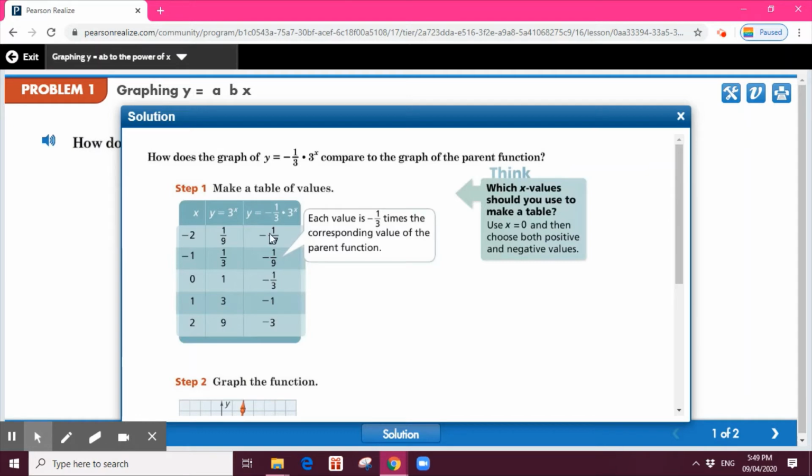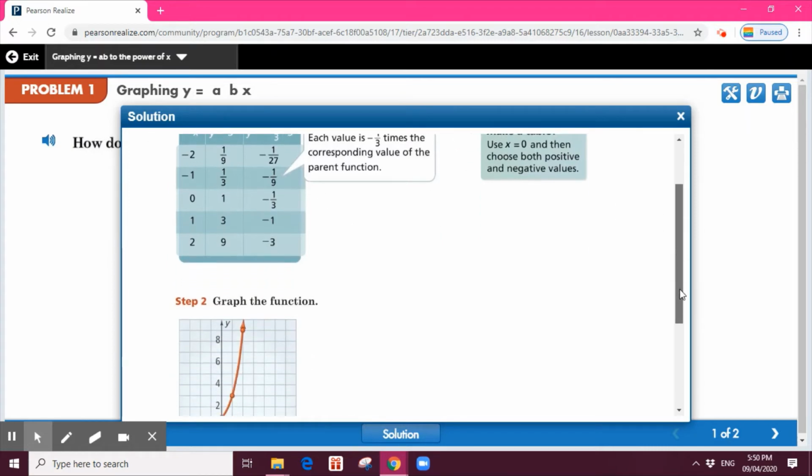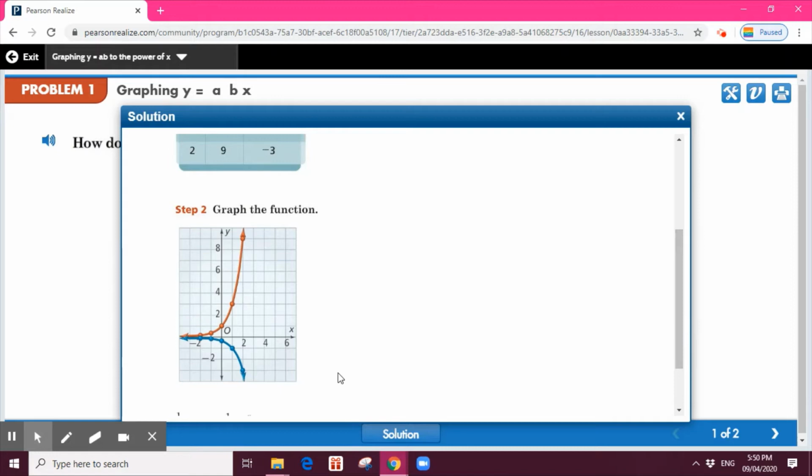For the values of y equals negative 1 over 3 times 3 to the x power, for x equals negative 2, y equals negative 1 over 27. For x equals negative 1, y will be negative 1 over 9. For x equals 0, we have y equals negative 1 over 3. For x equals 1, we have y equals negative 1. And for x equals 2, we have y equals negative 3. Each value is negative 1 over 3 times the corresponding value of the parent function. After that, we need to graph the functions, plot the points.